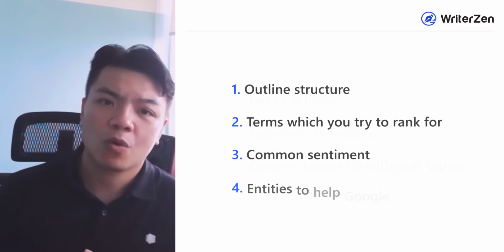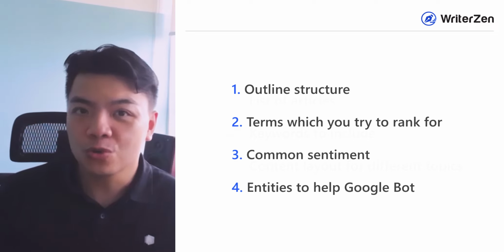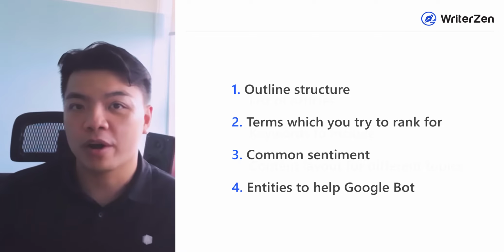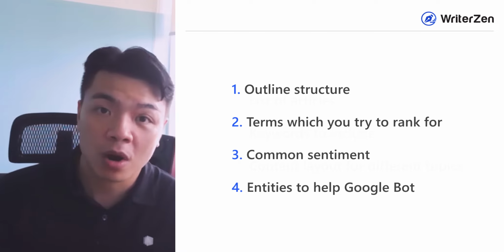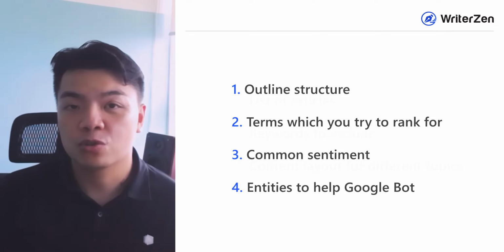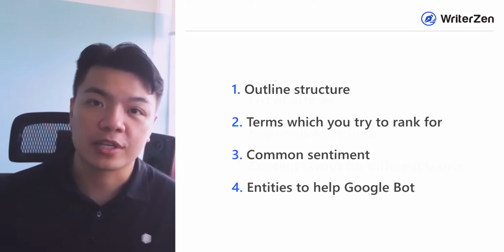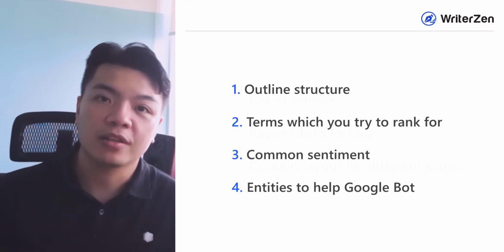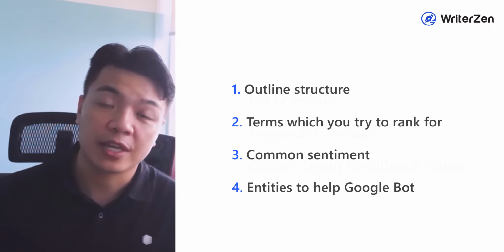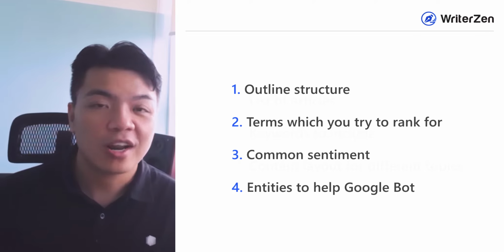Fourth is, what are the entities you should include? And this is the integration with the Google NLP API as well. Only through that service will we know what types of entities you should include in your content, so that when Googlebot goes in and scans through your content, it will be able to understand the context and meaning you are trying to convey. And the faster they understand these 4 points, the faster your content is able to match with the exact keyword that you are trying to rank for.